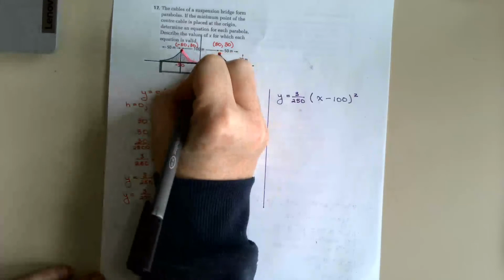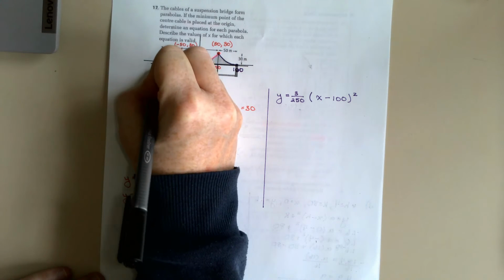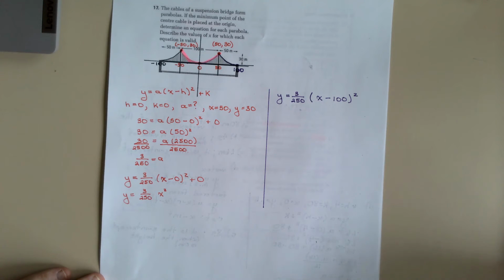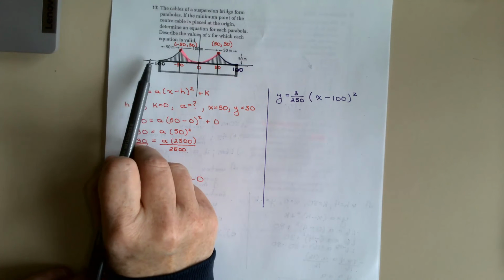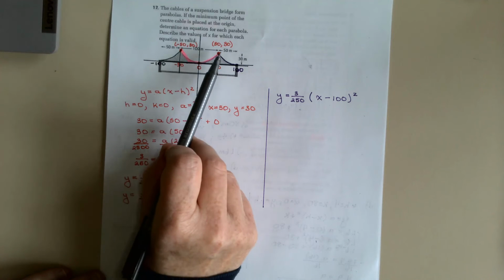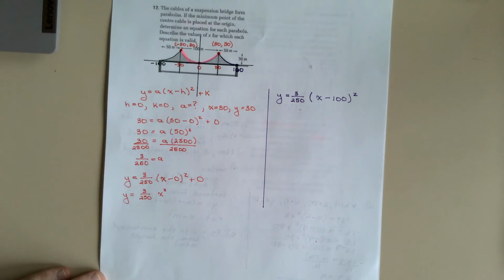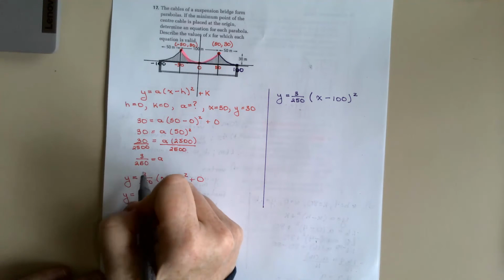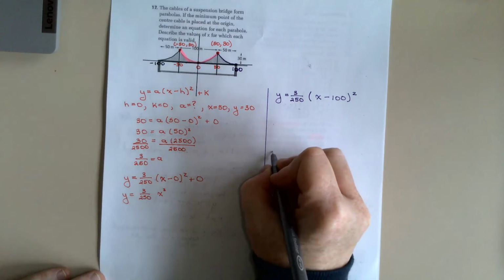To get from here to here, it's the same thing. So now I'm going to go another 50 meters, so I'm going to be over here. My vertex is going to be at negative 100. So again, it's just these cables, and if you realize that these cables are the same shape and you're just using part of it, then you can assume that your A value is going to be the same, which is 3.